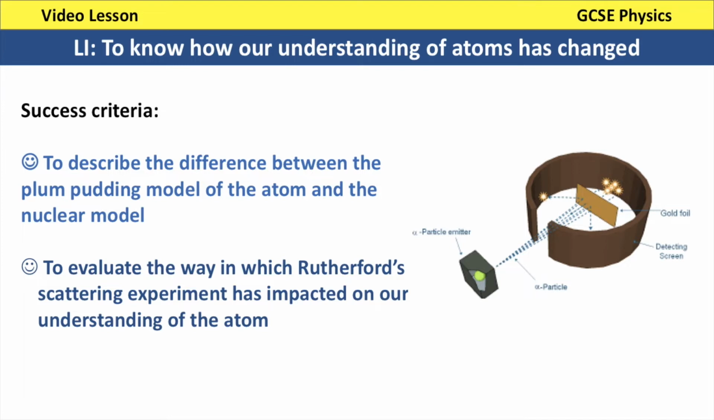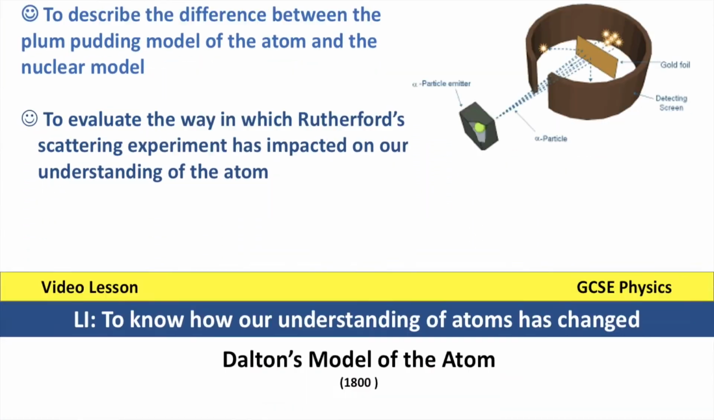Today's learning intention is to know how our understanding of atoms has changed over time. The success criteria for today is to describe the difference between the plum pudding model of the atom and the nuclear model, and to evaluate the way in which Rutherford's scattering experiment has impacted on our understanding of the atom.